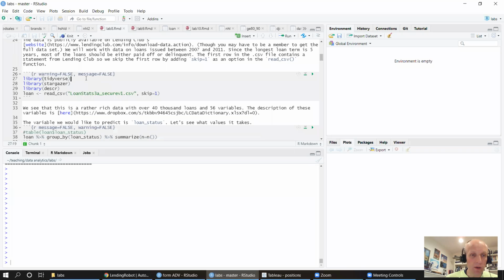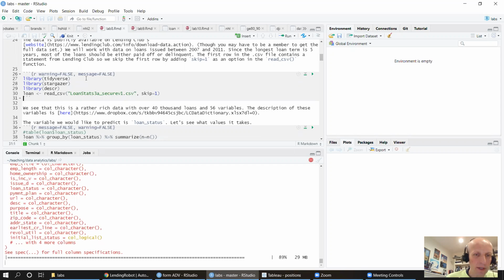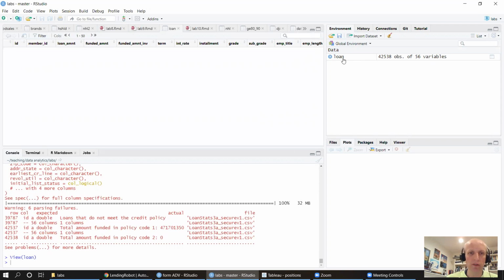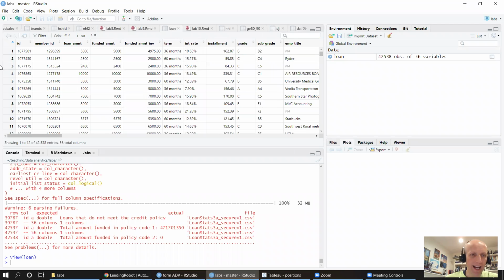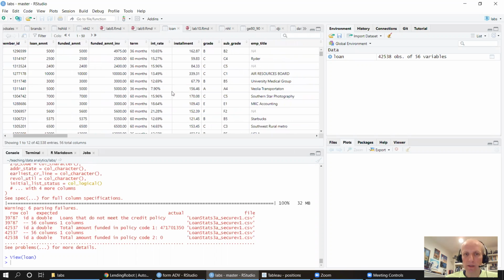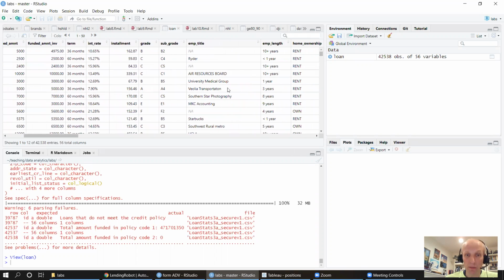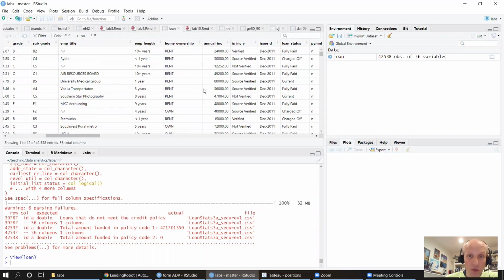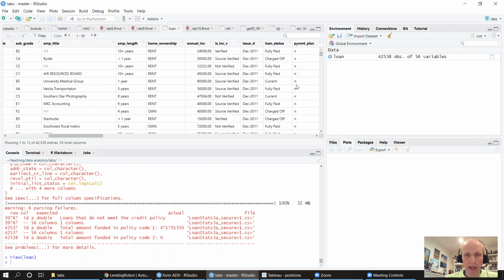It is all in loan stat3 secures.csv. What do we have? We've got 42,000 loans and 56 variables. Clearly, lots of information on each loan. We've got the ID, the loan amount, the interest rate, the monthly payment, the installment, where the person is employed, how long, their housing situation, their income, and so on.